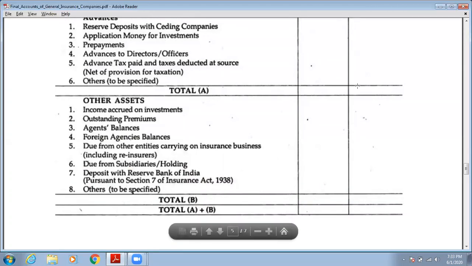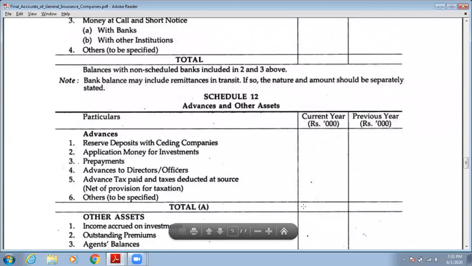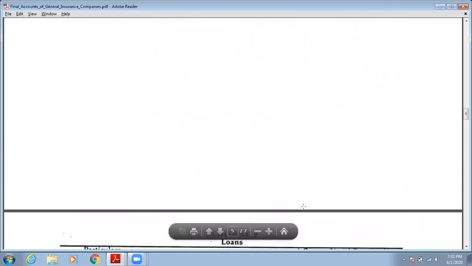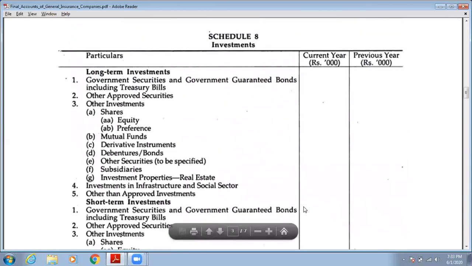You will add all these terms, the total A and total B. Okay, so these two totals we will add, then the total amount will be written in the balance sheet under schedule number 12 under the heading advances and other assets. Okay, after that, see what is the format of the balance sheet.